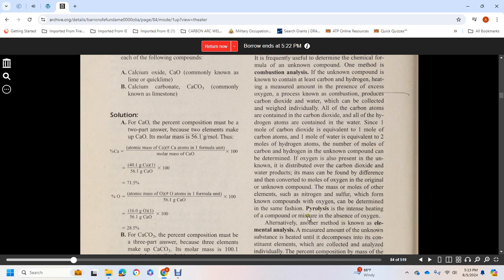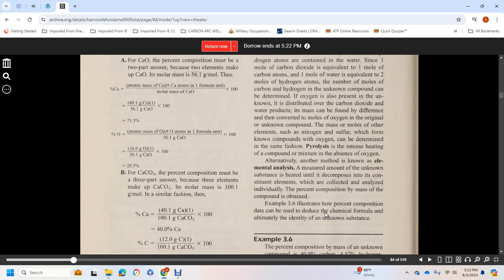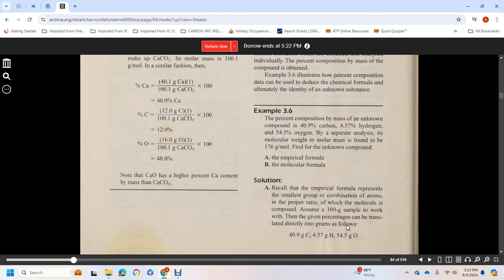Pyrolysis is the intense heating of a compound in the absence of oxygen. Alternatively, another method known as elemental analysis measures the amount of an unknown substance that is heated until it decomposes into its constituent elements, which are collectively analyzed to give the individual mass composition of the compound. Example 3 illustrates how percent composition can be used to deduce the chemical formula of an unknown substance.